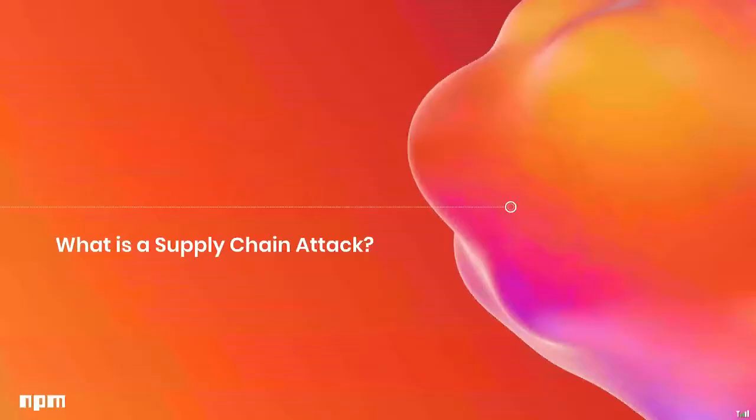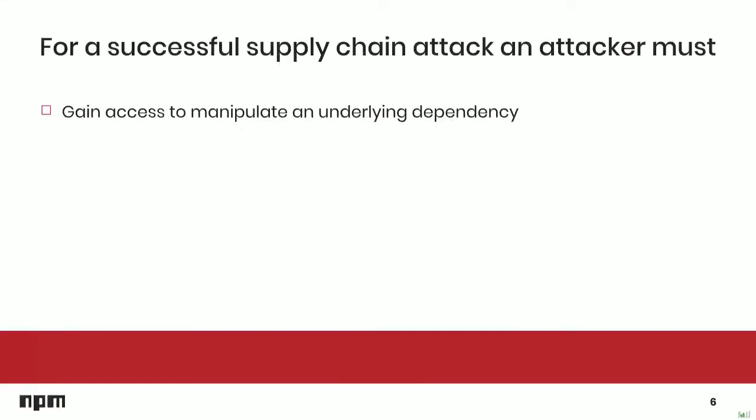So what is a supply chain attack, right? A supply chain attack for software is about abusing the process in which software is created, introducing new components, gaining access to manipulate existing dependencies that the application has, or one of the trusted systems along that build chain. For a successful supply chain attack, an attacker must gain access to manipulate the underlying dependency, right? If they can change or get access to an account that has a dependency that one of your applications use, they can bring in a malicious component.